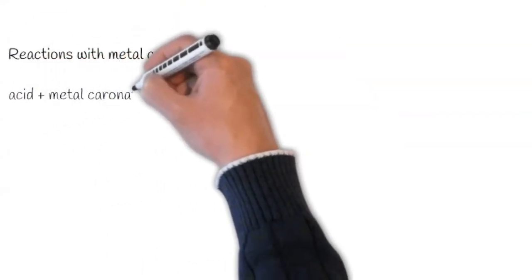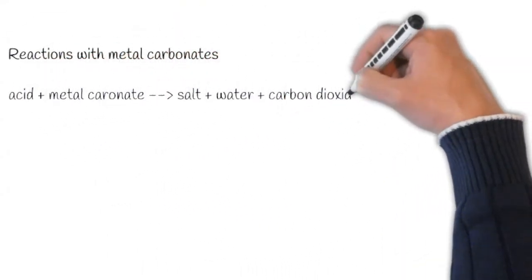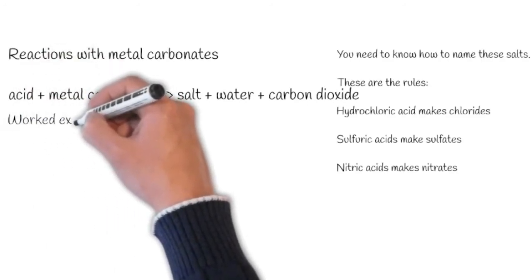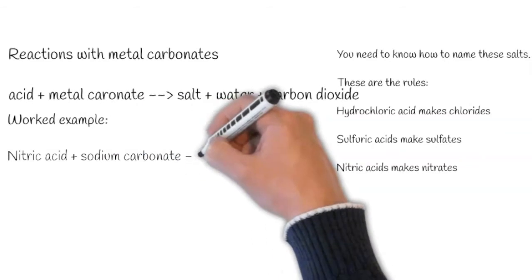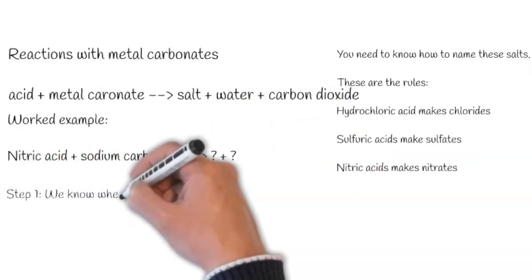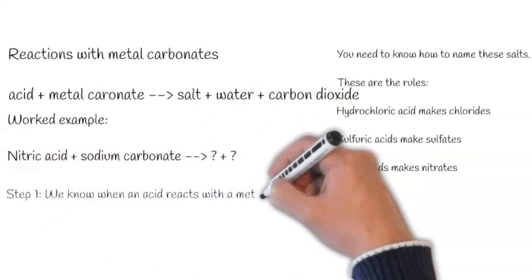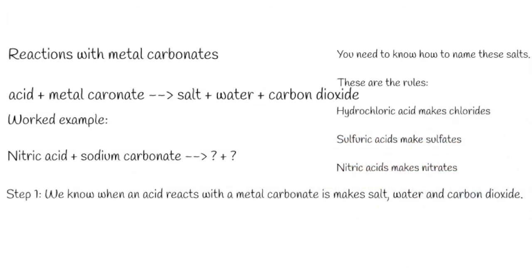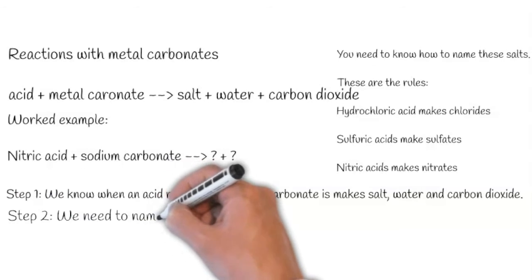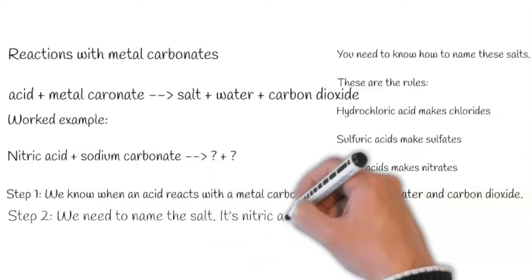We also need to know how acids react with metal carbonate. An acid plus metal carbonate makes salt plus water plus carbon dioxide. Let's go through an example. Nitric acid plus sodium carbonate makes what? We know that when an acid reacts with a metal carbonate, it makes a salt plus water plus carbon dioxide. We need to name this salt.